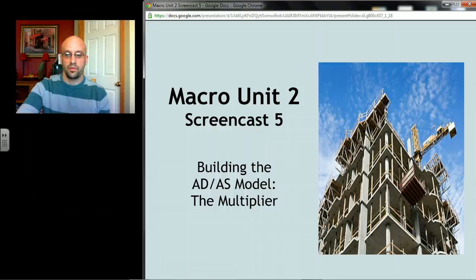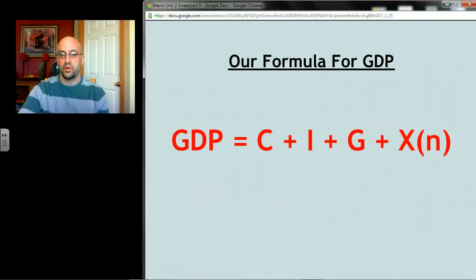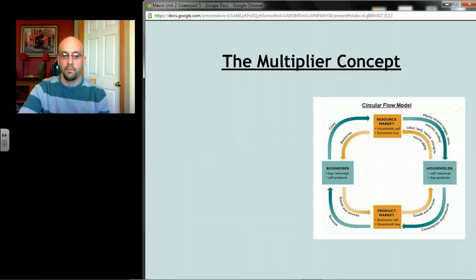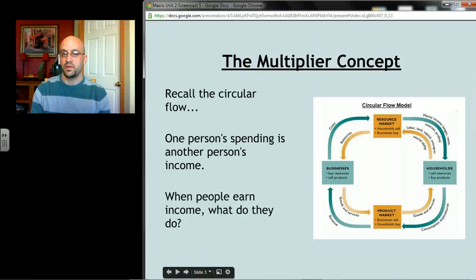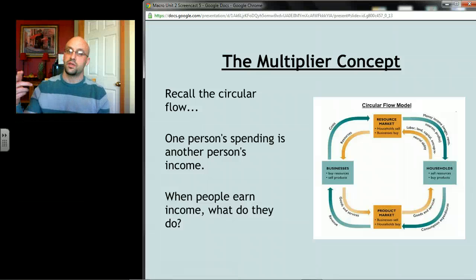Okay, so for the multiplier. But before we do, just to burn it into the deepest recesses of your soul, there's our formula, right? The idea behind the multiplier is that when someone spends money, it winds up turning into a lot more spending. And it goes back to the circular flow. Money keeps just flowing around and around and around.